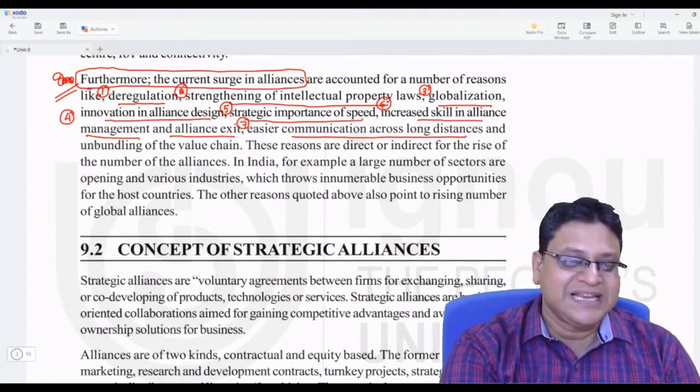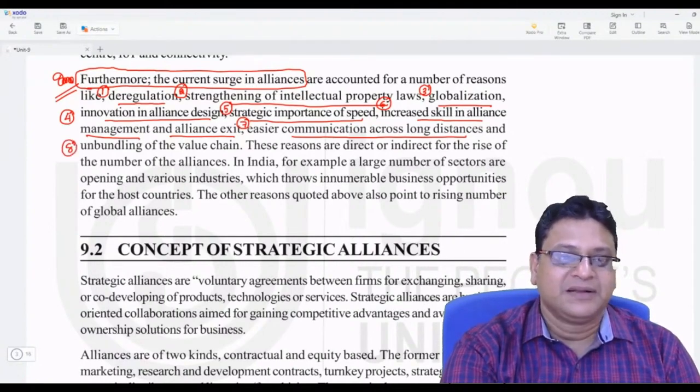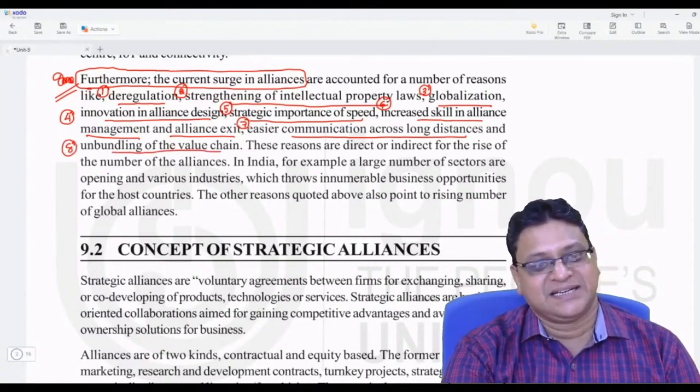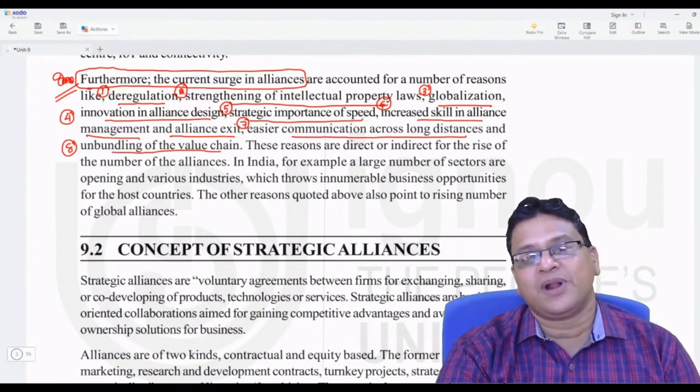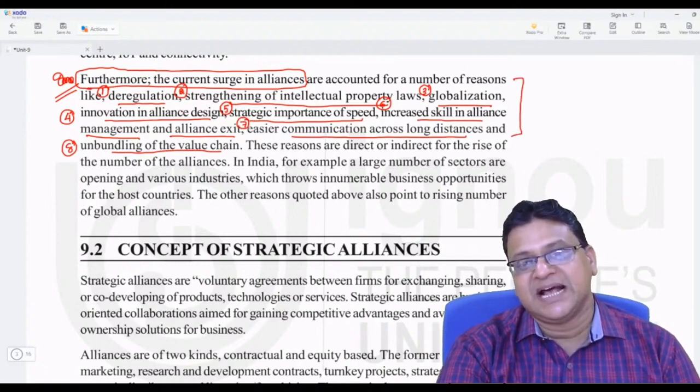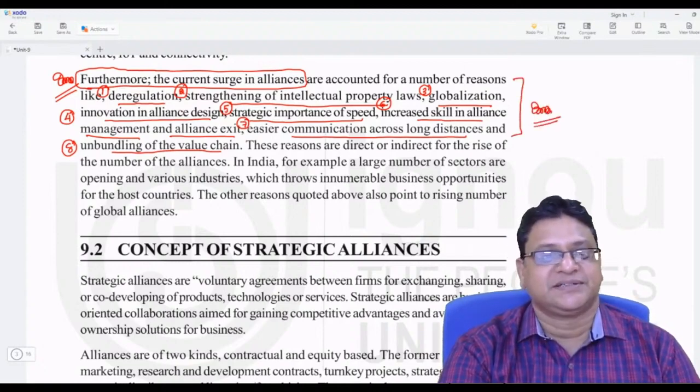Next, unbounding the value chain. In order to create value, people are creating strategic alliances. As a result, more and more business alliances are taking place nowadays.